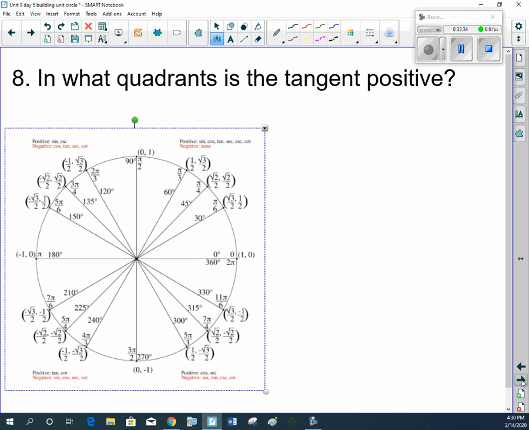All right, so let's decide what quadrants do we think the tangent's positive in. Well, if you're reading your little thing, it'll tell you, right, your unit circle, it'll tell me right here where it's positive. How do I figure that out? Well, we know the word definition of tangent is opposite over adjacent.